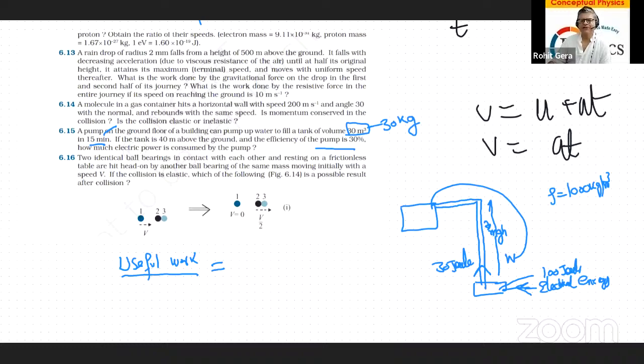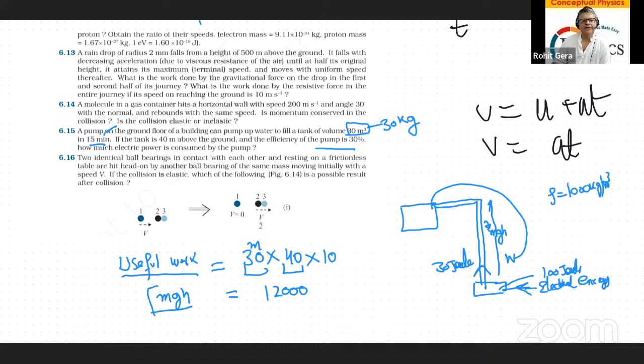So you have 30 kilograms of water going up, so which is 30 into height is 40, and 30 kilograms you need, which is 30 meter cube. This is 30 into what? 40 meters height. mgh, m and g. Okay, so we have written mgh. So we know how much useful work we need. We need 12,000, this much. That's your mgh.